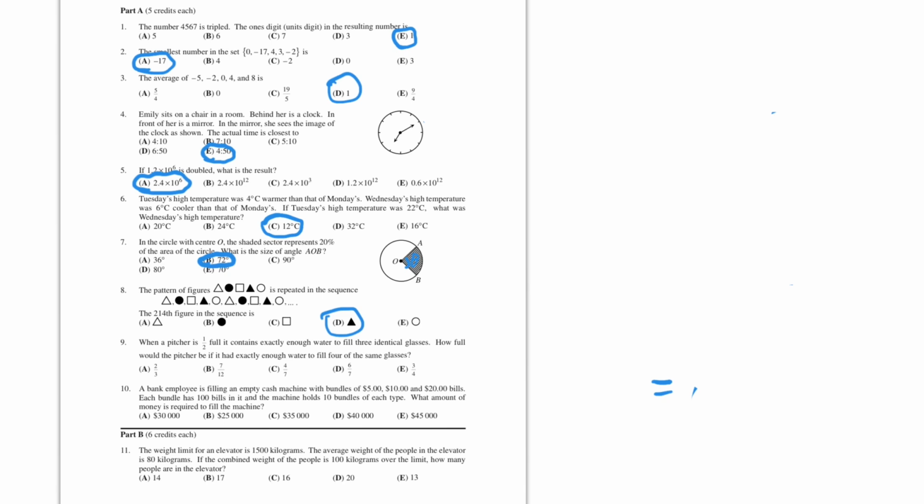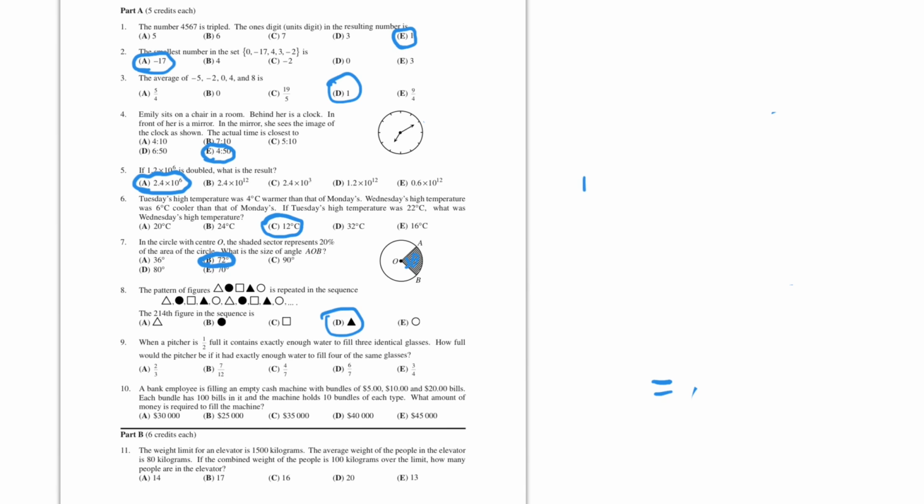Number 9. When a pitcher is half full, it contains exactly enough water to fill 3 identical glasses. How full would the pitcher be if it had exactly enough water to fill 4 of the same glasses? This is a ratio equation. We can use the ratio equation to solve that one.